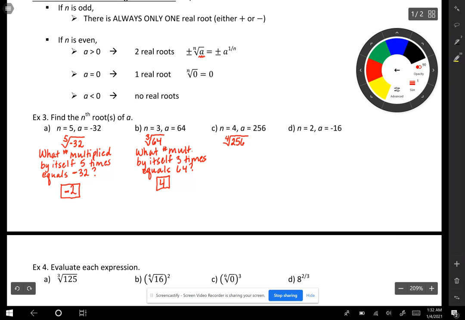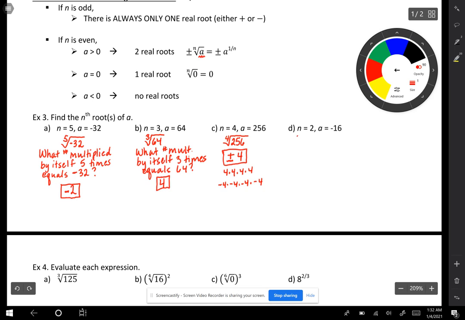Here's our first one where n is an even number. So you're going to have to look at the bottom 3 rules. If n is even, but the number a is greater than 0, you're going to have 2 answers. What number multiplied by itself 4 times equals 256? Because n is even and a is positive, the answer is plus or minus 4. So 4 times 4 times 4 times 4 is 256, or negative 4 times negative 4 times negative 4 times negative 4 is also 256. So there's your answer.